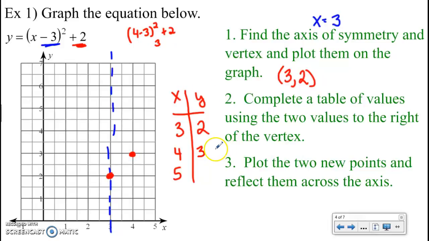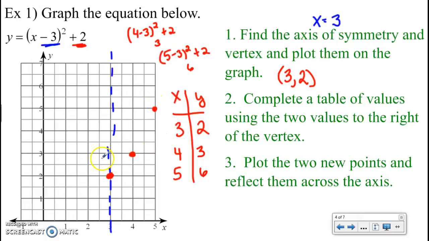Okay? Then we're going to do the same thing with our 5. We're going to do (5 minus 3) squared plus 2. And I end up getting 6 here. Okay, again, plug that in your calculator. Okay, so those are my 3 points.